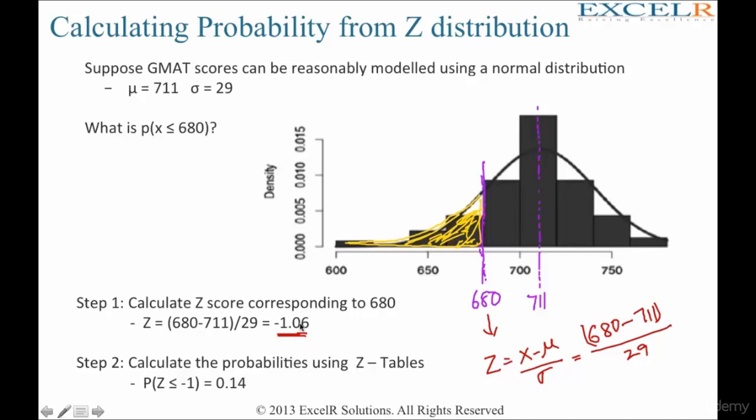Now this is the standardized value. For this GMAT score of 680, the corresponding standardized value is minus 1.06. And for this standardized value, I can calculate the probability in three ways. One is I can refer to the Z table.